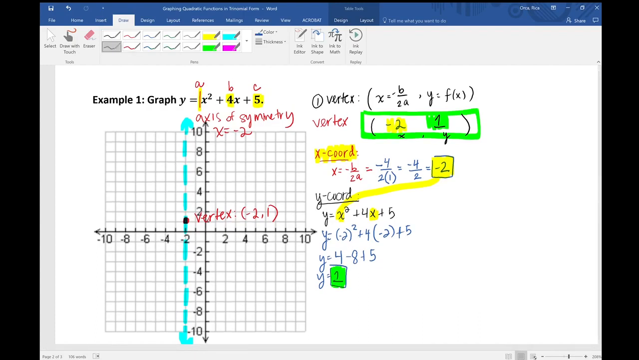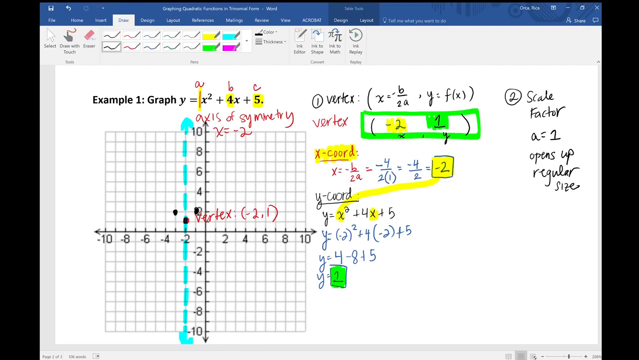Step number 2, the scale factor. Our scale factor is our a value, and a is 1, which means that the parabola opens up and is of regular size. So from the vertex, we want to go 1 unit to the right and 1 unit up. And it's always 1 unit to the right. We went 1 unit up because a is 1. And if we have a point on the right side of our axis of symmetry, we're automatically going to have a point on the left side of our axis of symmetry.